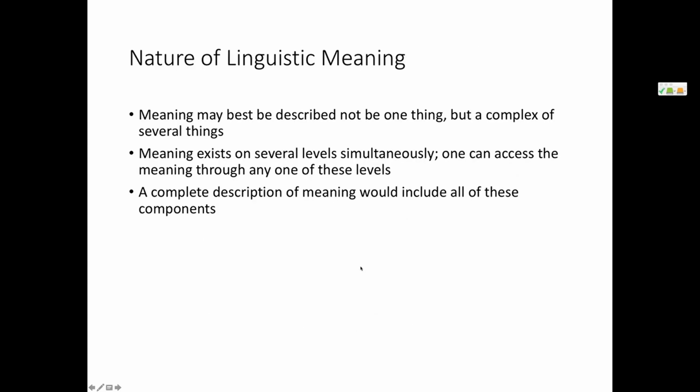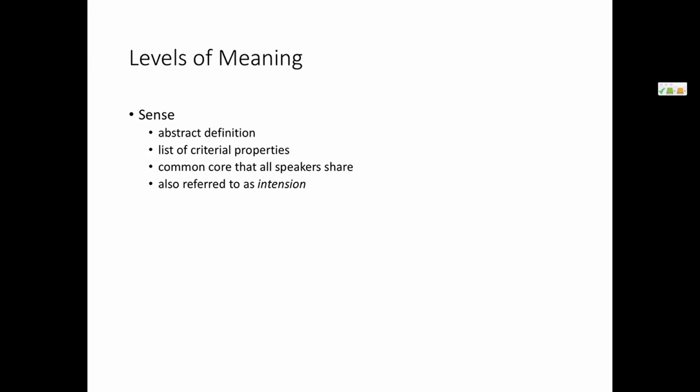Okay. So meaning is a complex of several things and it exists on different levels simultaneously and you can access meaning through any one of those levels. And you really need to include all of the different components. That's why describing meaning is difficult because it's many layers. Think of Shrek and the onion, okay? Onions have layers. Well, this meaning is like that too. There's a lot of layers.